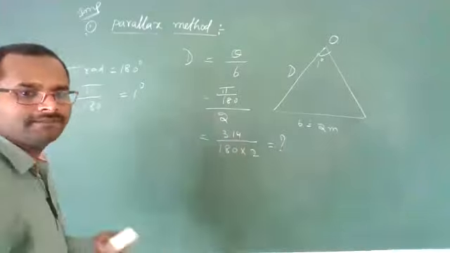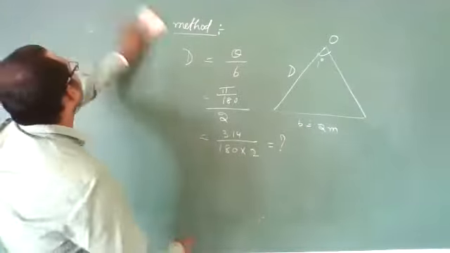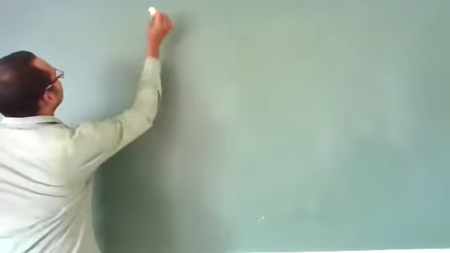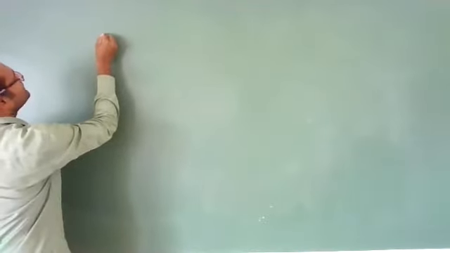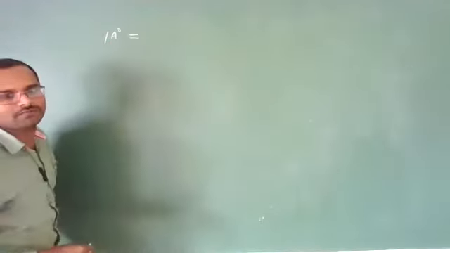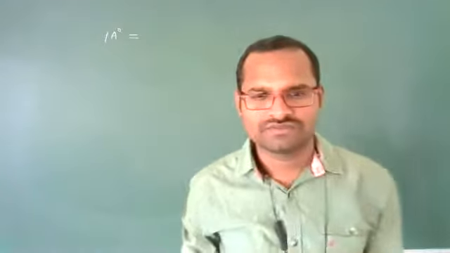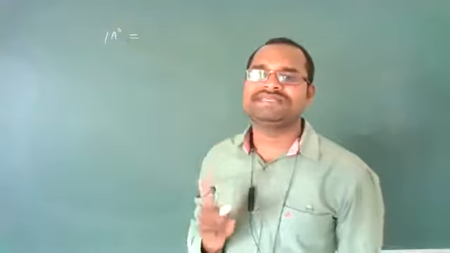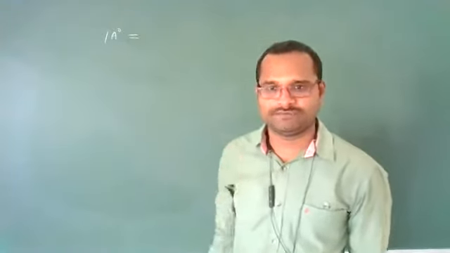Okay, clear? Now, for measuring these distances, we have different units. What are the different units? Let us discuss now. First one is angstrom. While doing calculation, the angle must be taken in radians only, if you remember that point.